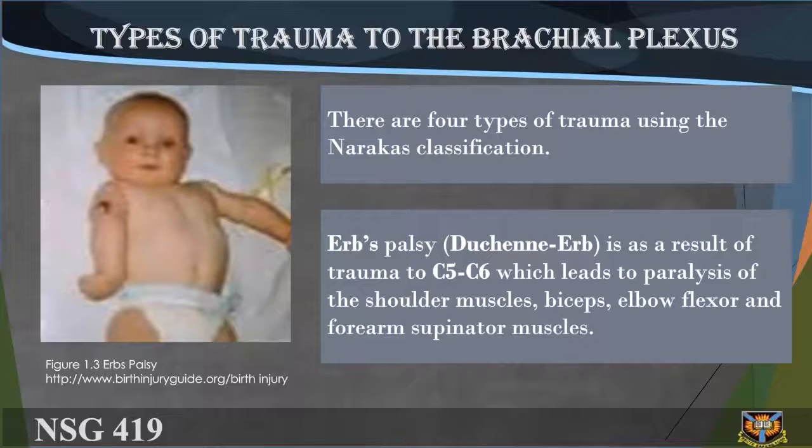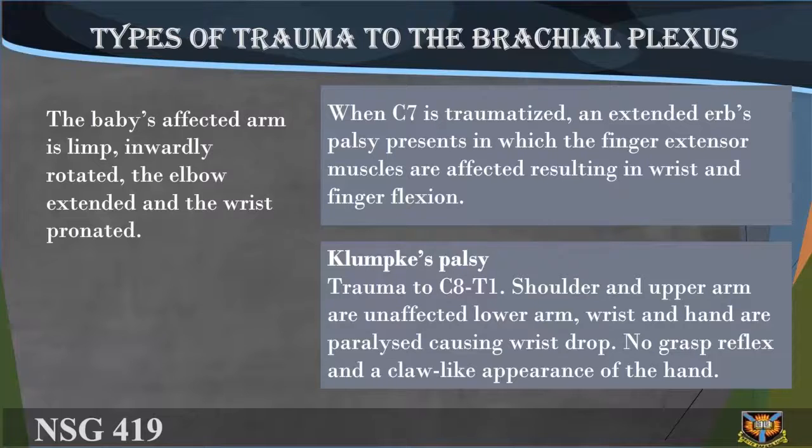Erb's palsy. Duchenne-Erb is a result of trauma to C5 to C6, which leads to paralysis of the shoulder muscles, biceps, elbow flexors, and forearm supinator muscles. The baby's affected arm is limp, inwardly rotated, the elbow extended, and the wrist pronated. When C7 is traumatized, an extended Erb's palsy presents in which the finger extensor muscles are affected, resulting in wrist and finger flexion.